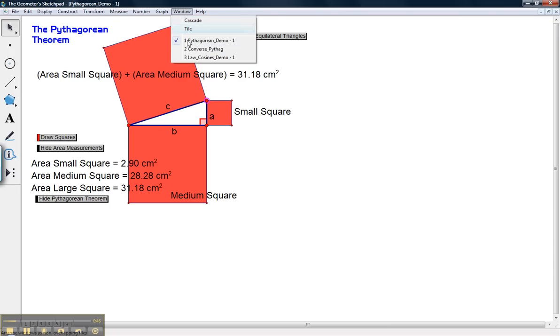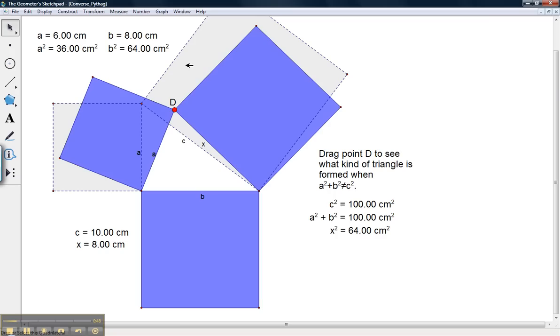Okay, now let's take a look at the converse. Converse of the Pythagorean theorem is if a squared plus b squared equals c squared, then it's a right triangle. But what if it's not equal to? What if a squared plus b squared is not equal to c squared? In that case, we should have either an acute or an obtuse triangle.